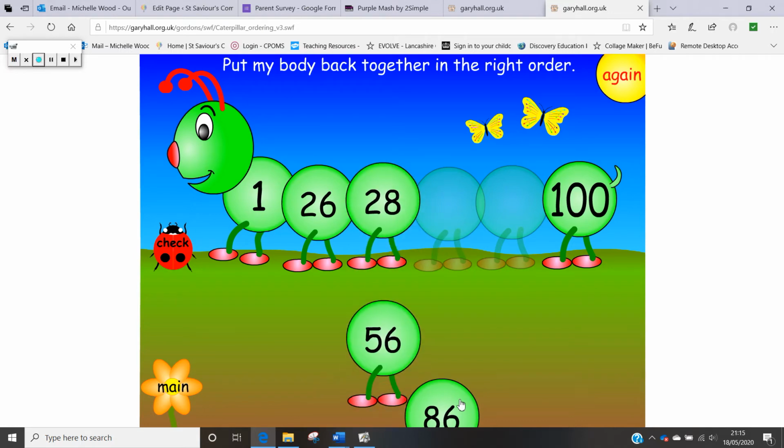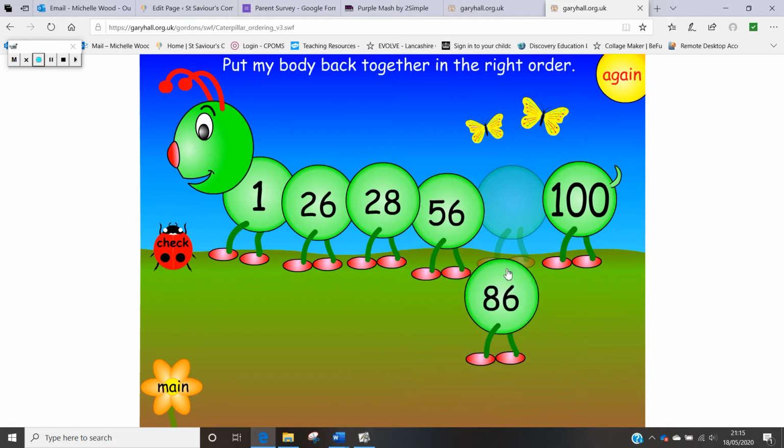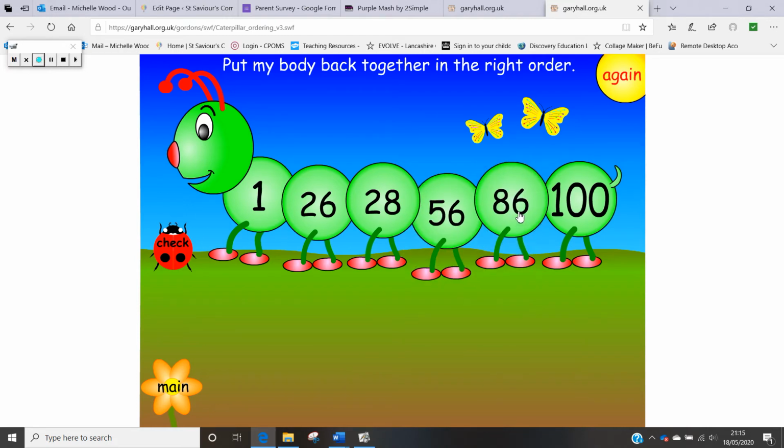Well done if you've got those right. And then the last two are pretty easy to fit in because I know that 50 is less than 80. So 56 must come next and 86 comes in at the end.